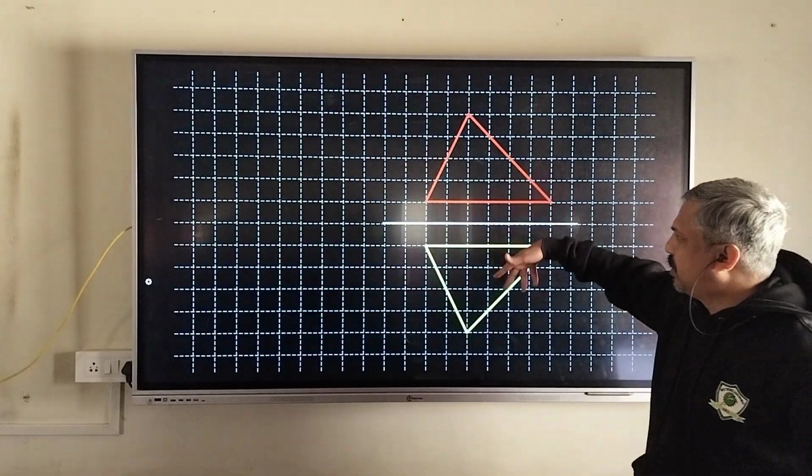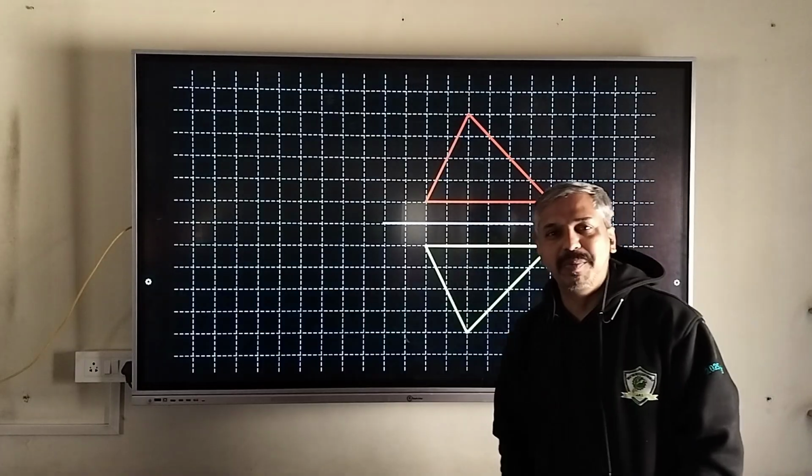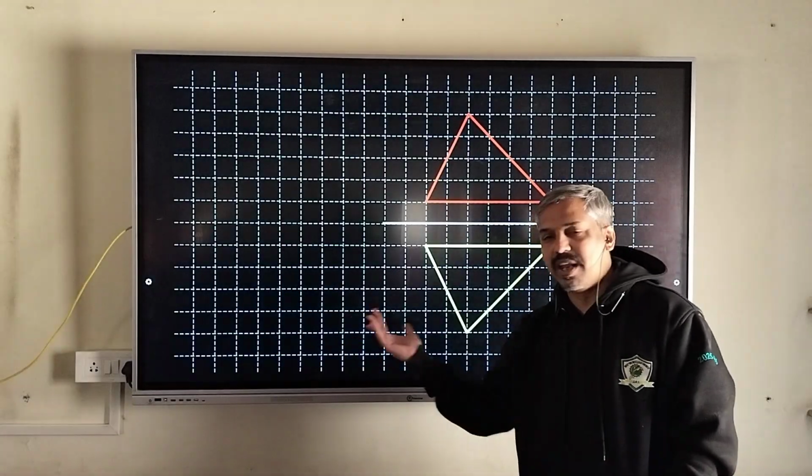Actually, the image and the object should have the same color with the mirror. But this is red, this is yellow because I wanted to differentiate between the object and the image. Otherwise, the mirror image will have the same color.